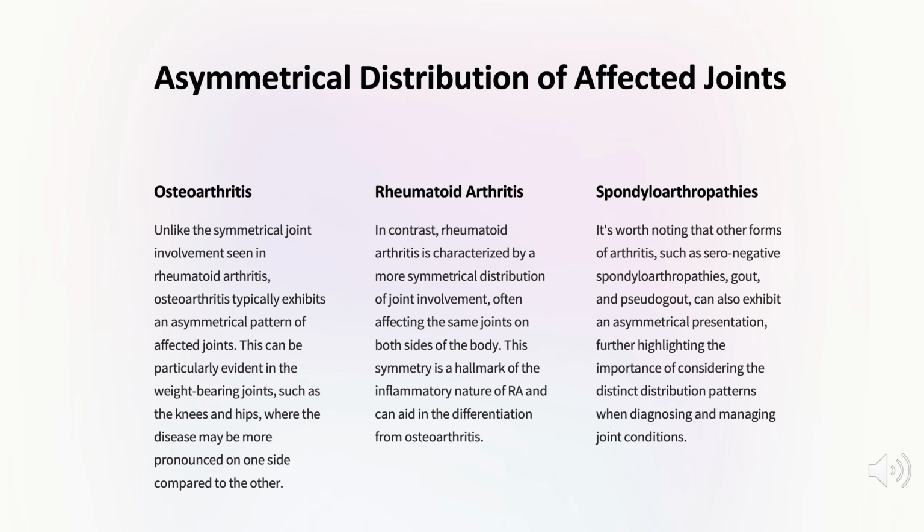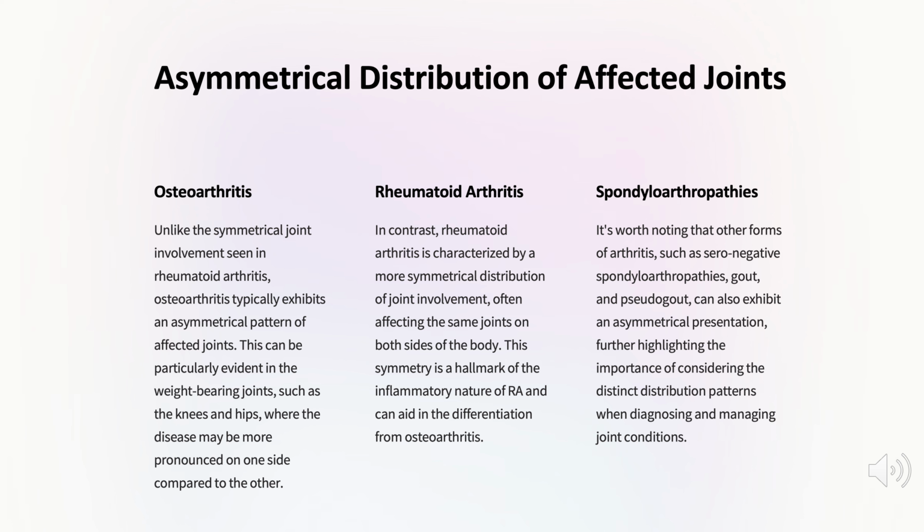Let's explore the asymmetrical distribution of affected joints in osteoarthritis, OA, compared to rheumatoid arthritis, RA. In OA, joints are typically affected in an asymmetrical pattern, especially noticeable in weight-bearing joints like the knees and hips. This asymmetry often results in one side being more affected than the other, contributing to the unique presentation of OA.